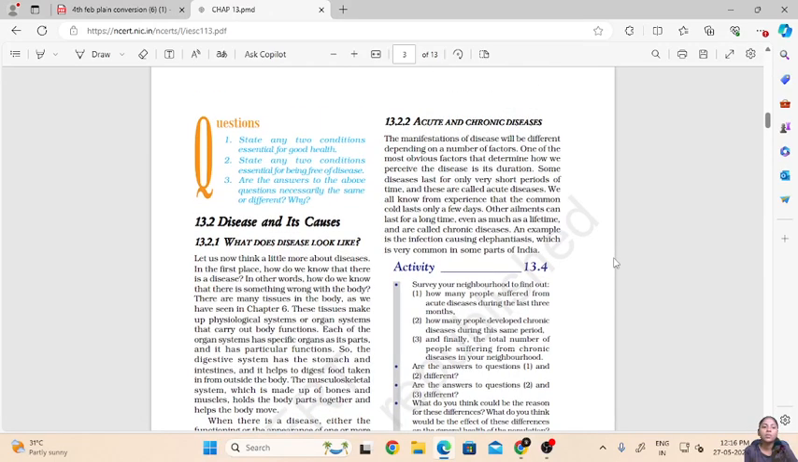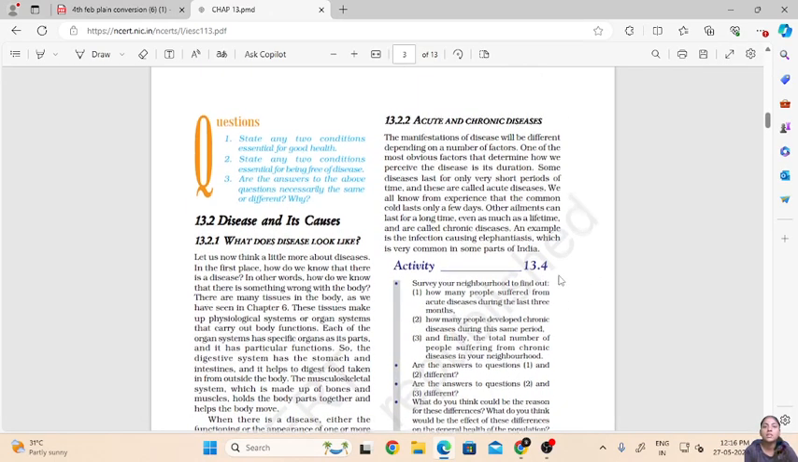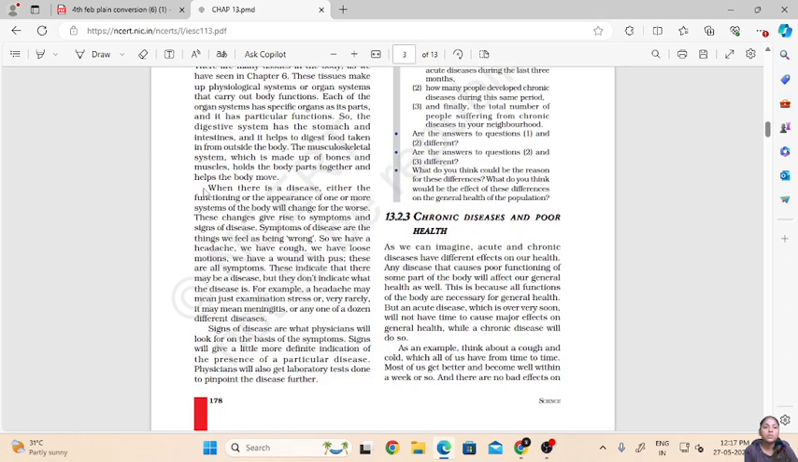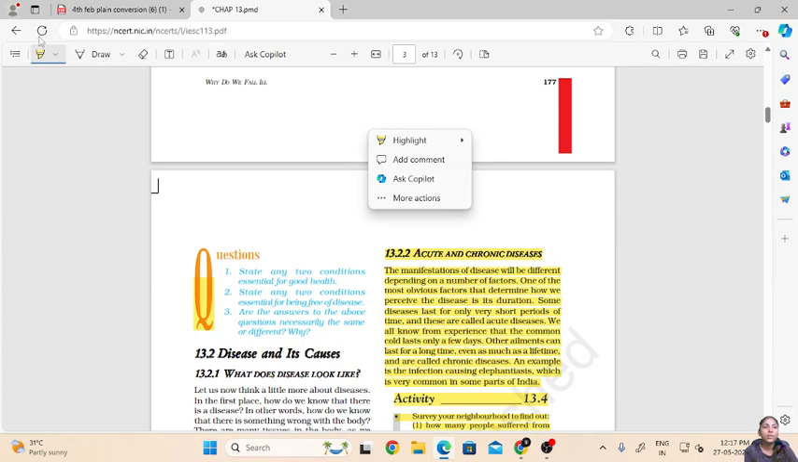In today's video, let us see disease and its causes and the types of diseases. So what does a disease look like? As we have already discussed, when we are affected by a disease, some part or some organ in our body will be affected, and its functioning or the physical appearance will change for the worse. So when there is disease, the functioning or the appearance of one or more systems in our body will change for the worse. We have already seen this.